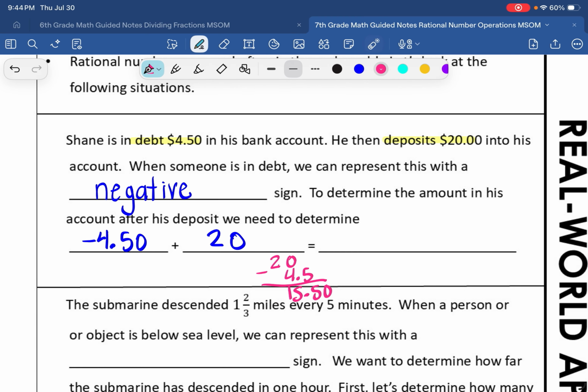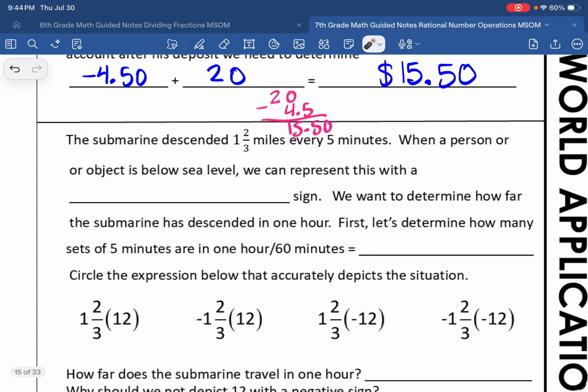So it's going to be $15.50. The submarine descended 1 2/3 miles every 5 minutes.